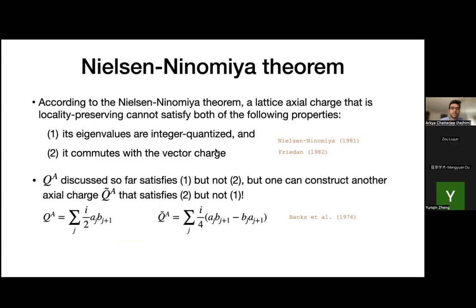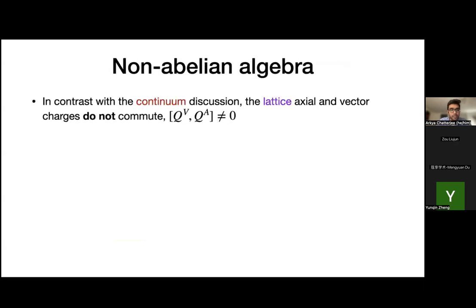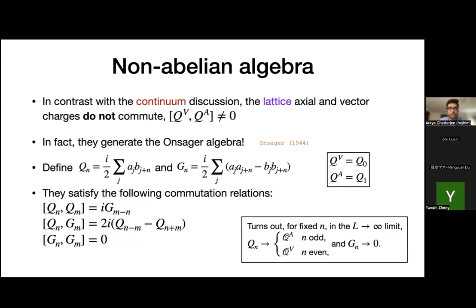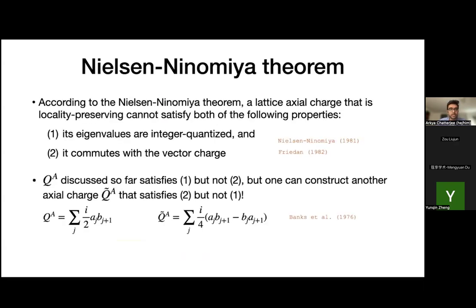However, it commutes with the vector charge. Again, this is something you could work out from the Onsager algebra. You see that if you set n equals 0 and m equals either 1 or -1, those two commutators lead to the same operator up to an overall minus sign. So if you add those two, Q1 and Q minus 1, the commutator of that sum with Q0 vanishes. So in other words, Q tilde A does commute with the lattice vector charge.